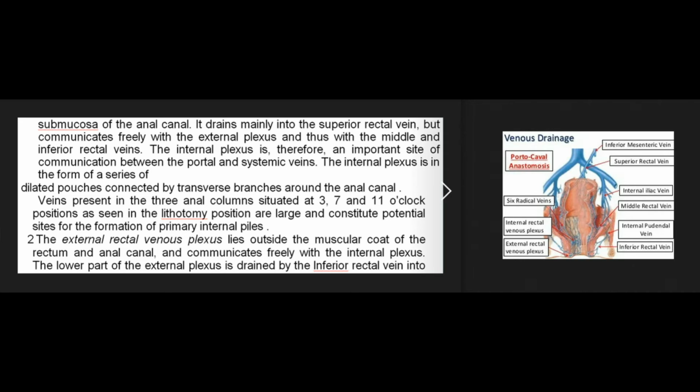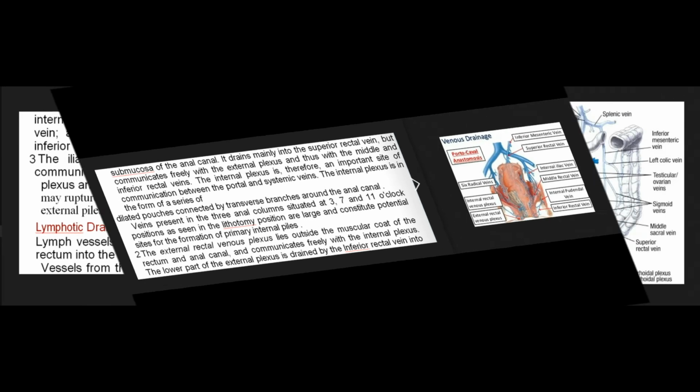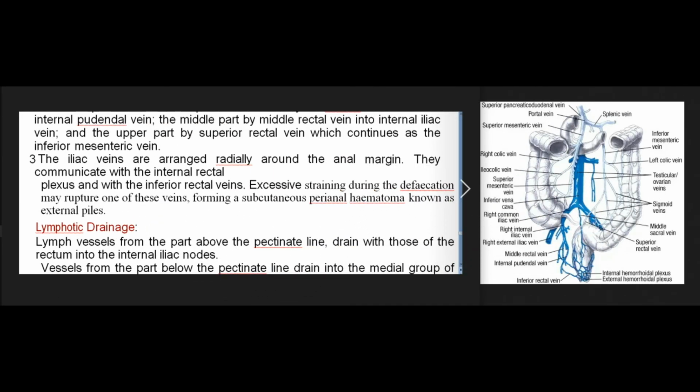2. The external rectal venous plexus lies outside the muscular coat of the rectum and anal canal, and communicates freely with the internal plexus. The lower part of the external plexus is drained by the inferior rectal vein into the internal pudendal vein, the middle part by the middle rectal vein into the internal iliac vein, and the upper part by the superior rectal vein which continues as the inferior mesenteric vein.